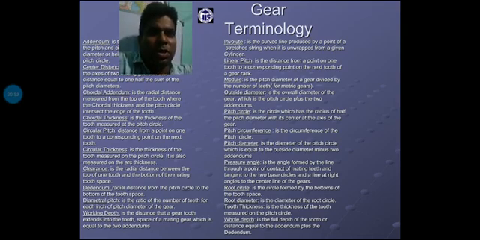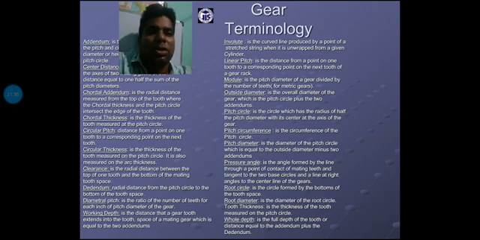Next, pitch circle diameter. It is the circle which has the radius of half of the pitch diameter with its center at the axis of the gear. That is known as the pitch circle diameter. Now, next is pitch circumference. It is the circumference of the pitch circle, and it is actually the total periphery of the gear that you can easily calculate for the designing of the gears.